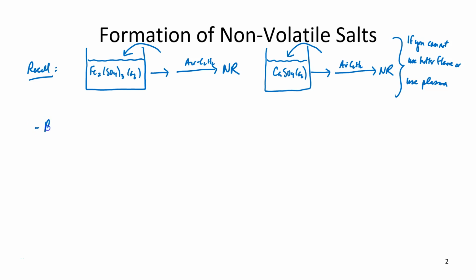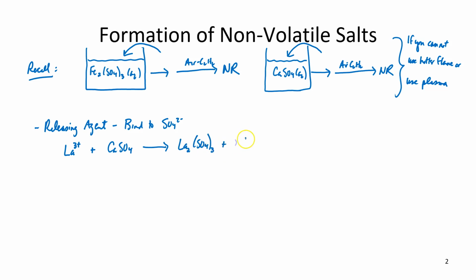So you can add a releasing agent, and this would bind to the sulfate in this case. And you know what works well as a releasing agent is lanthanum. So if we add lanthanum, and let's imagine that we're trying to measure calcium in the presence of sulfate, we add it to our sample containing that non-volatile calcium sulfate complex. Lanthanum will bind to the sulfate, releasing the calcium, which then can be atomized. So no longer do you have this in your sample, you've got these free calcium ions that can be atomized.